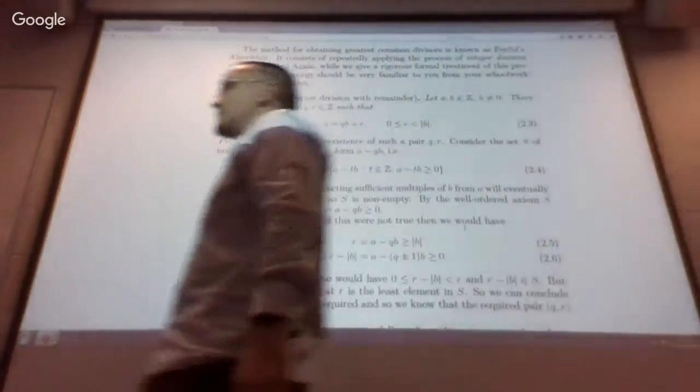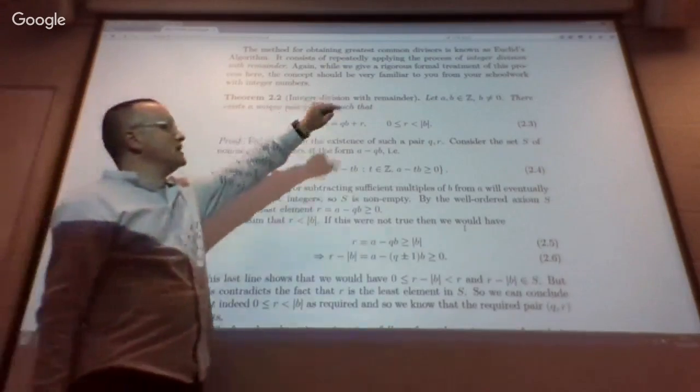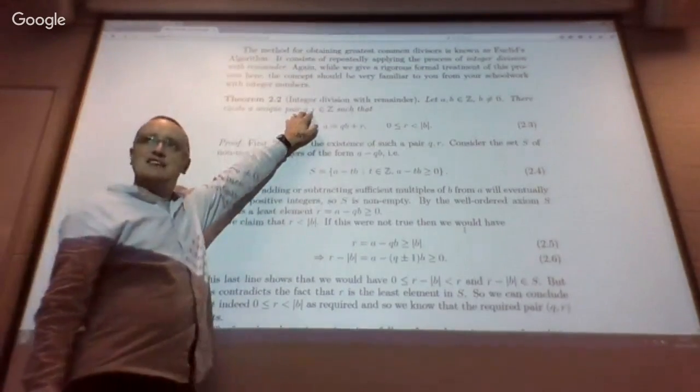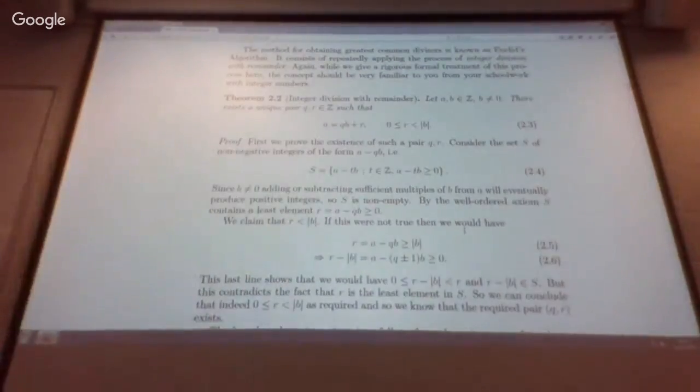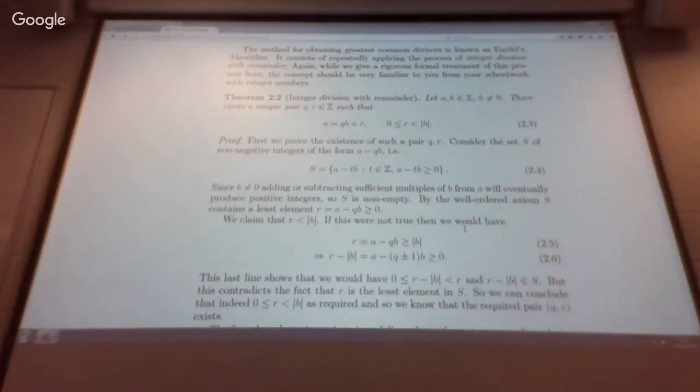Now, what's the theorem saying? This is an operation you can carry out. The theorem is putting it on very watertight ground and saying that for any pair A and B, there's a unique pair Q and R. So it's ruling out any kind of ambiguity. When you take 100 and divide it by 30, the theorem assures us that there is one and only one pair of quotient and remainder such that you can do this.